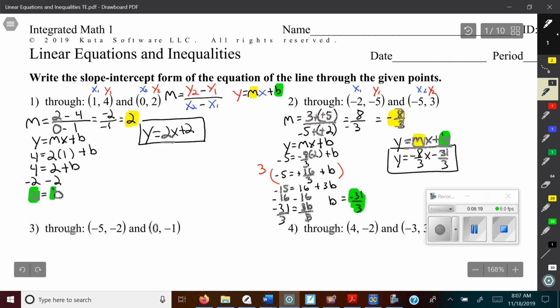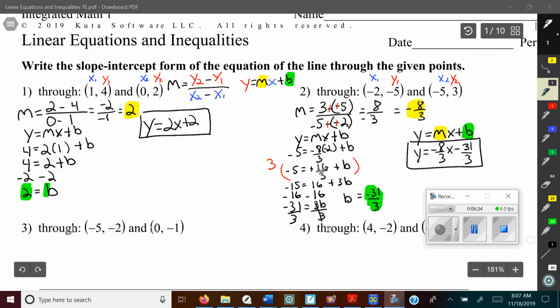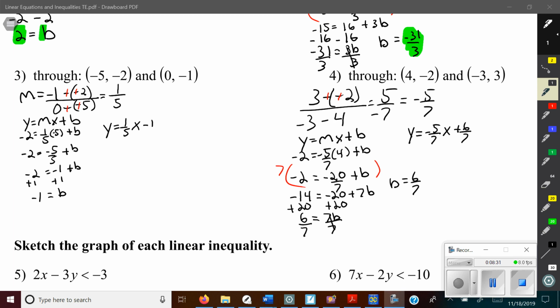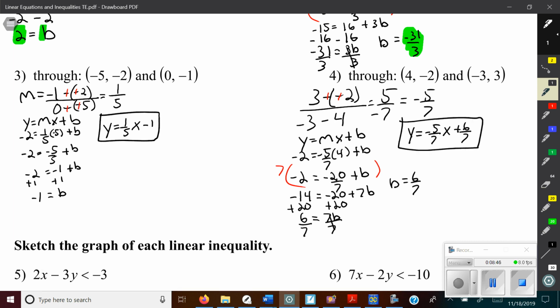Okay. So you could pause the video here and then practice these other two problems. So this should be the answer for number 3 and 4 here. We should have y is equal to 1/5 x minus 1, and y is equal to -5/7 x plus 6/7. Okay, you just plug it into your formula, find your slope, use the slope to find your y-intercept, and then write out your formula.